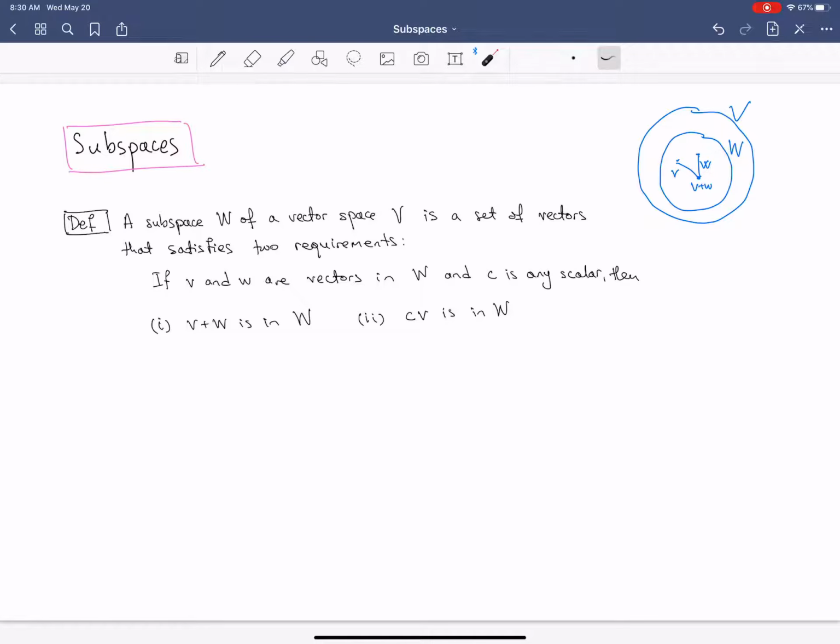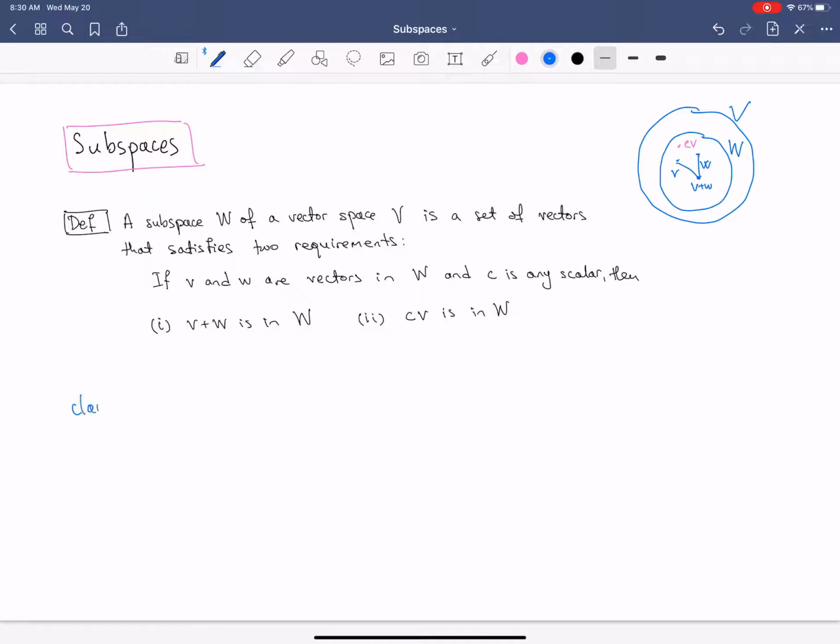And then the second rule says that if you've taken a vector v in W, when you multiply it by some scalar, cv is also going to be in W. So you have that closure under addition and scalar multiplication. Now, if we think a little bit about this, we see that we have an equivalent condition. So let me make a claim here.